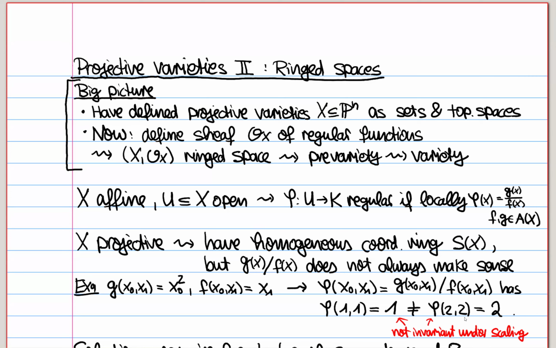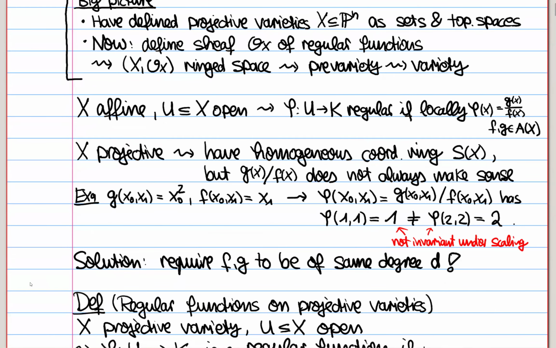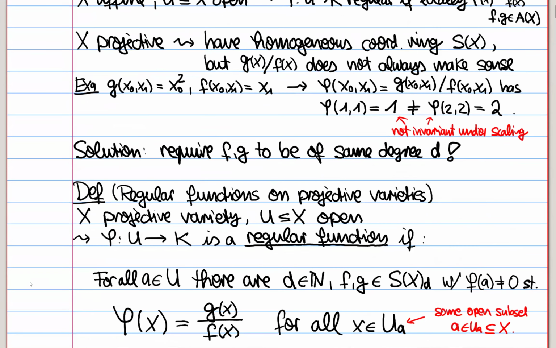But of course, here you see what goes wrong is that the numerator and the denominator don't have the same degree. And so when you scale, you get a global scalar out. Once you fix this, once you require them to be of the same degree, this actually works. You get a well-defined function. And this is exactly how we're going to define regular functions on projective varieties.